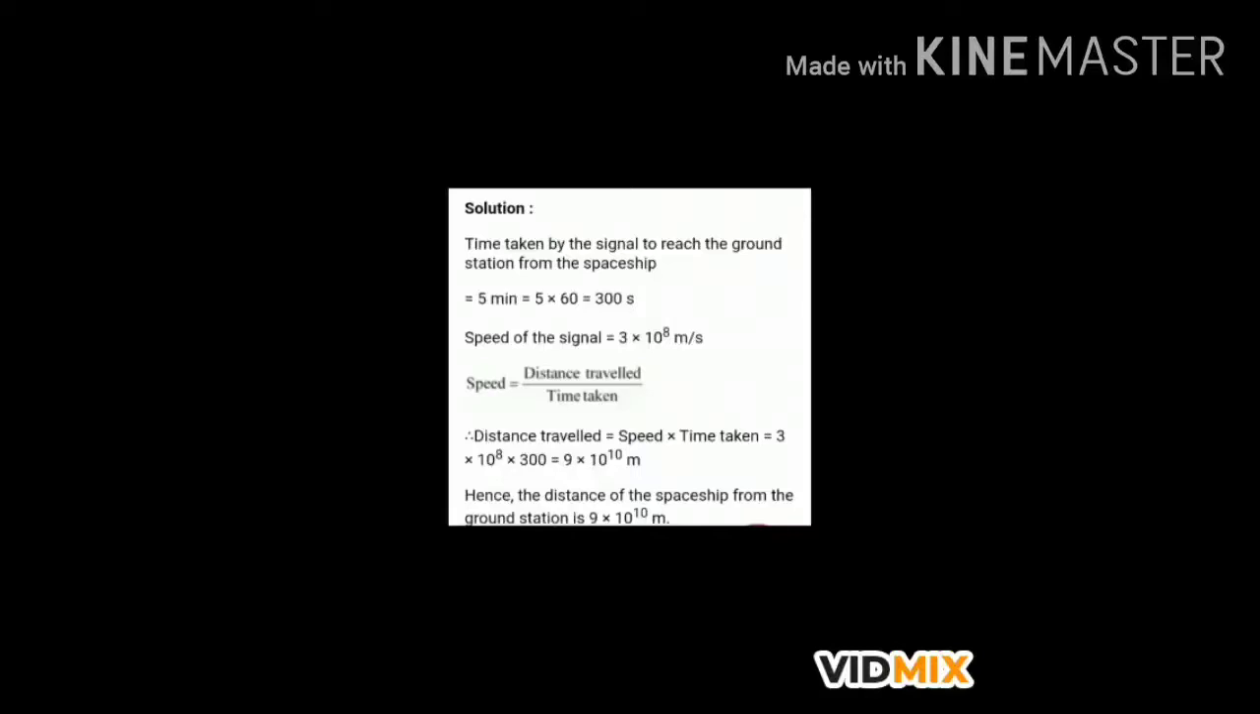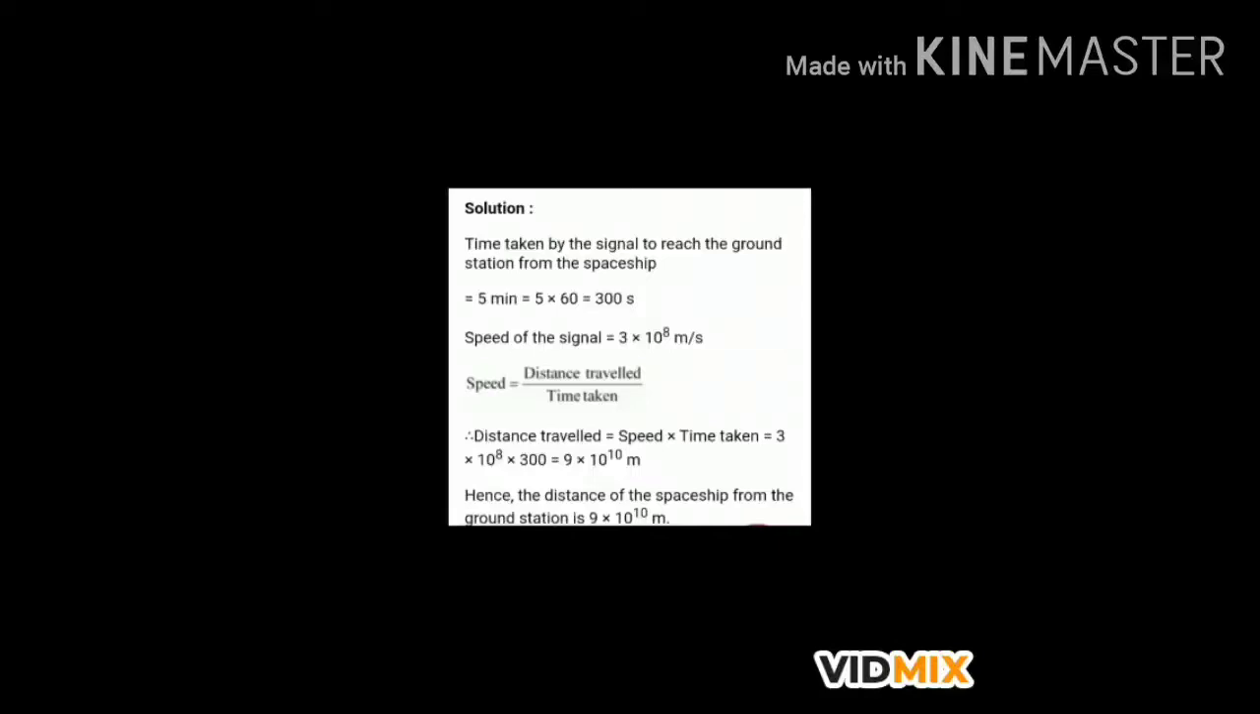As you all know, the relationship between speed and distance is speed equals distance travelled upon time taken. Here speed and time are given and we have to find out what? Distance. So distance equals speed into time taken. Here speed is 3 into 10 to the power 8 and time is 300.